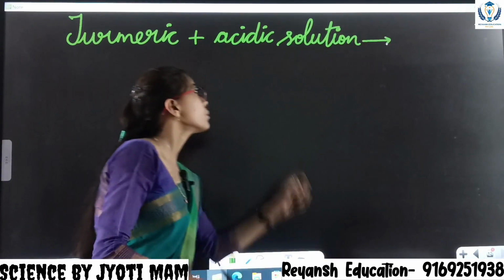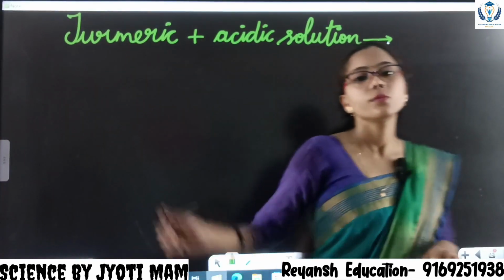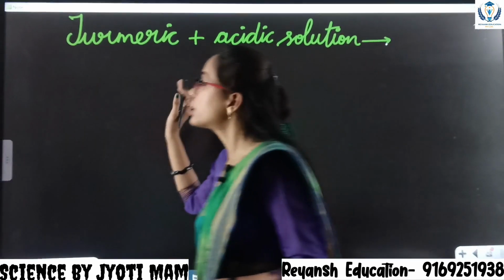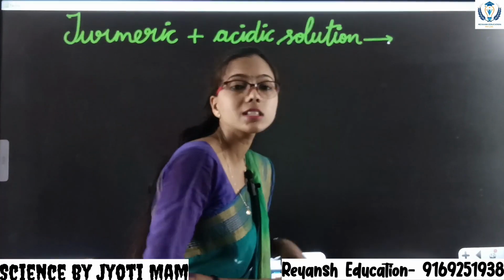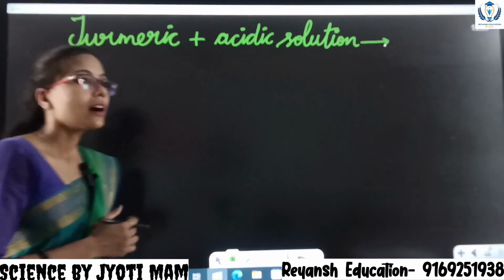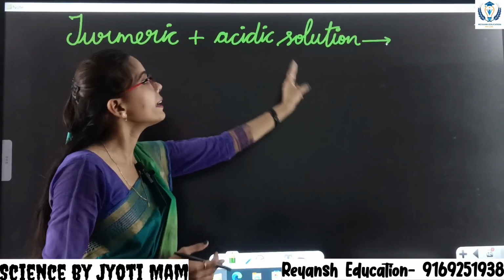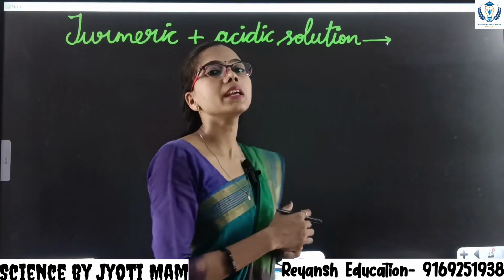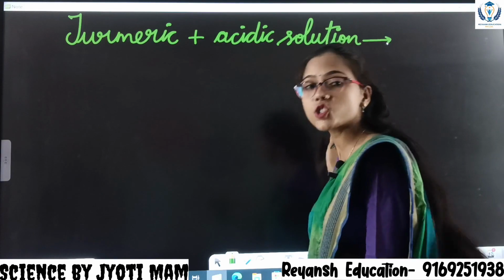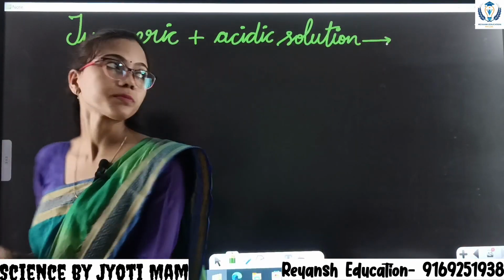Now we will think: if turmeric cannot react with acidic solution, then why have I written this equation here? I have written this equation to show you that when turmeric is added to the acidic solution, then the color of turmeric will be unchanged. It will remain yellow in color.